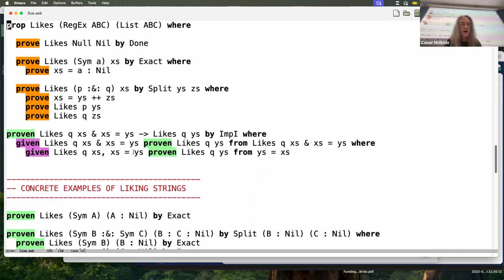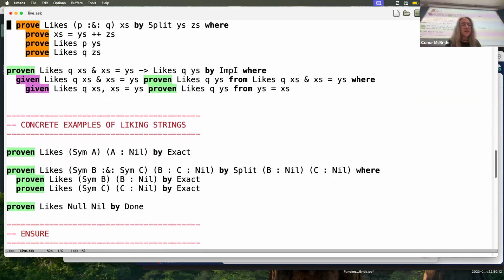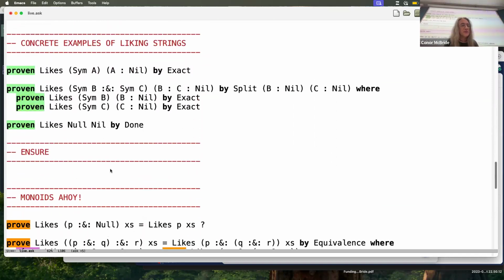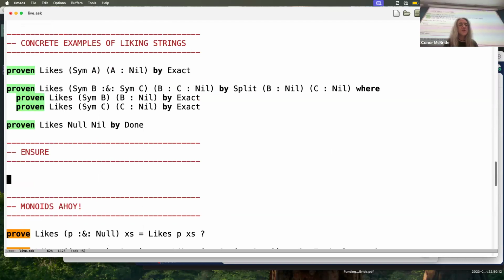Well, I was going to prove something slightly different. I'm going to define a thing called ensure, which takes a bit and gives you a regex.